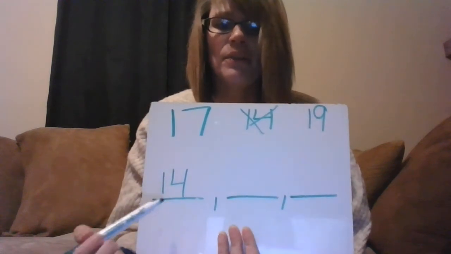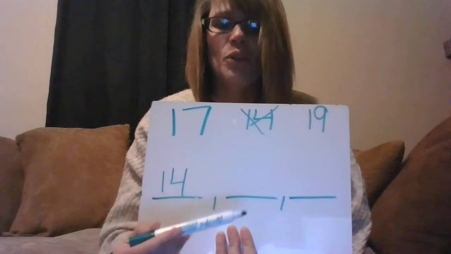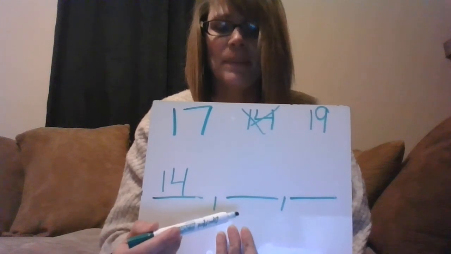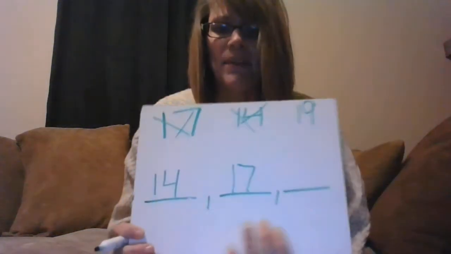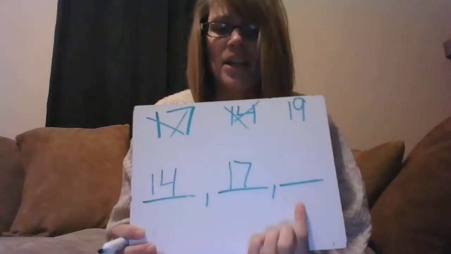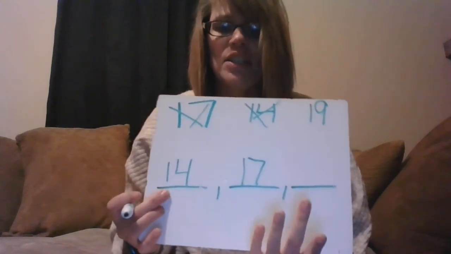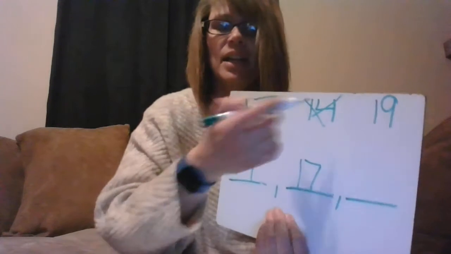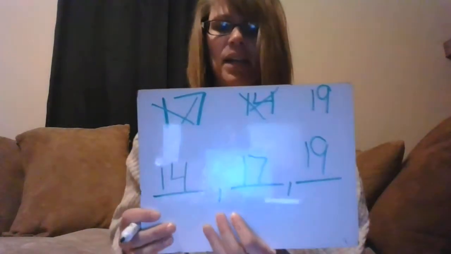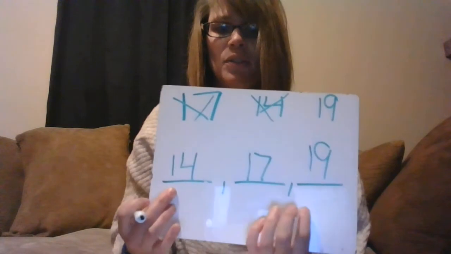So if we're going in order from least to greatest, which one is our next least number? Okay, so then that would be 17. Okay, and then our final number, we've got one number left, which is also going to be our greatest number. Okay, because we're going in order, remember, from our least to our greatest. So our greatest number is our final number, which is our number 19. So that's putting our numbers in order from least to greatest.